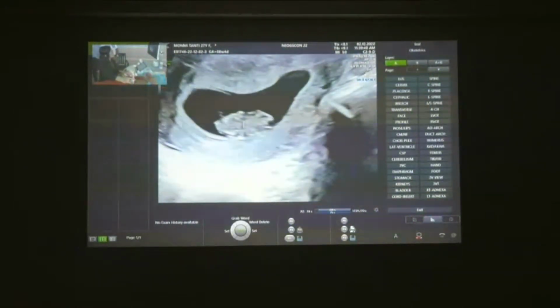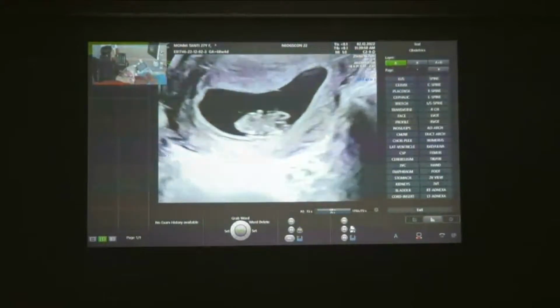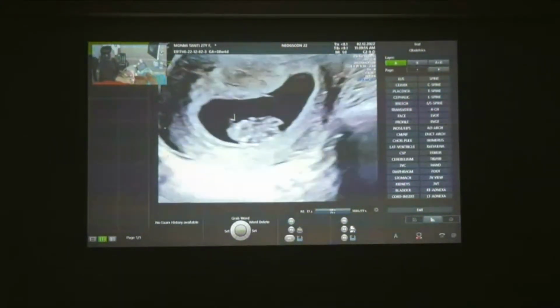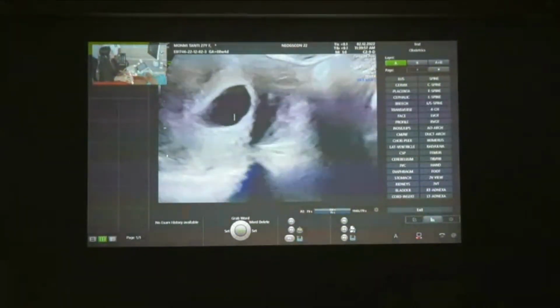Sometimes we might see a small herniation in bigger fetuses, like in a 10-week fetus, which is the physiologic hernia. If you see it, we've got to document.